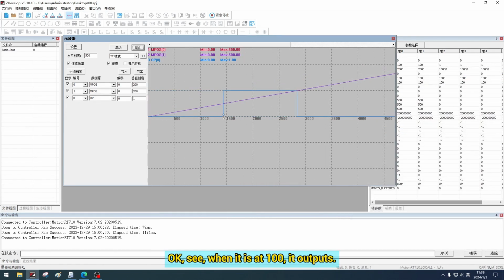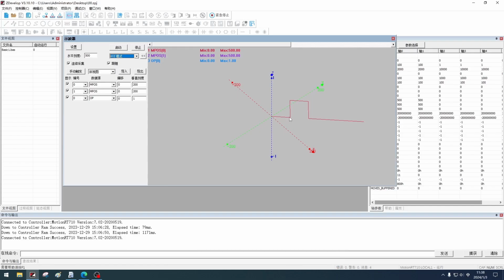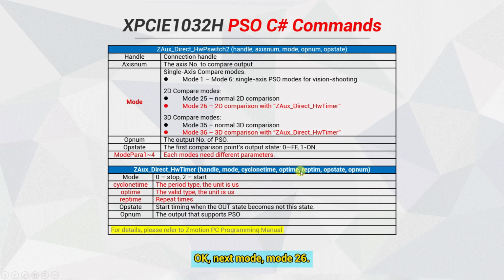OK, see, when it is at 100, it outputs. When it arrives at 200, it closes the output. Let's see it clearly, switching to XYZ. Obviously, here, it opens out 0. Then here, no output.